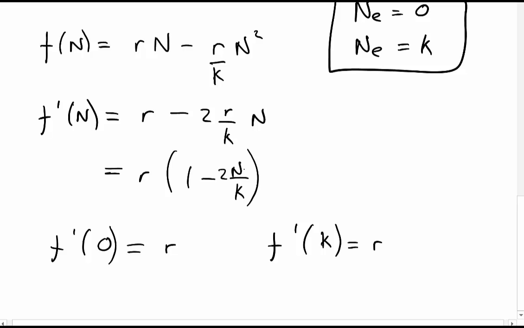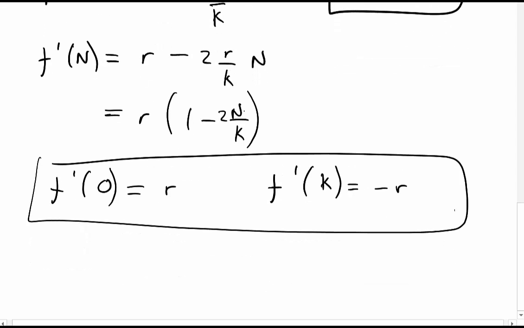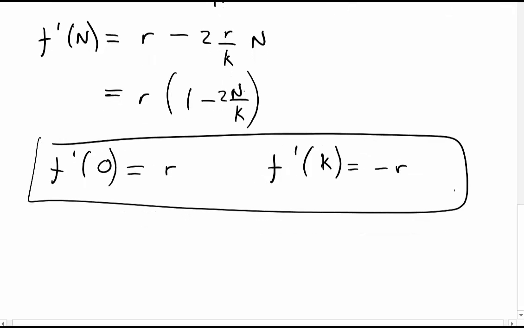So I'm going to end up with r times 1 minus 2 k on k. Well, k on k is just going to become 1, right? So it's just going to become 1 minus 2. Well, 1 minus 2 is going to become minus 1, yeah? So it's going to be r times minus 1, so it's just going to become minus r. Okay, so these are my two equilibrium points now. So this is my function evaluated at both my equilibrium points.